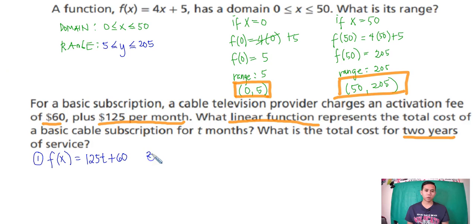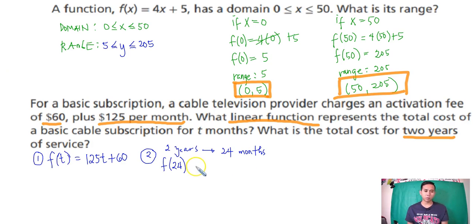So the second question is, what is the total cost for 2 years? So it's 2 years, and the computation is on months. So 2 years is equivalent to how many months? In a year we have 12, so 2 years, that's 24 months, right? So we'll just put there f of 24. I'm sorry, I have to change that. This is not x. That would be t. f of t.